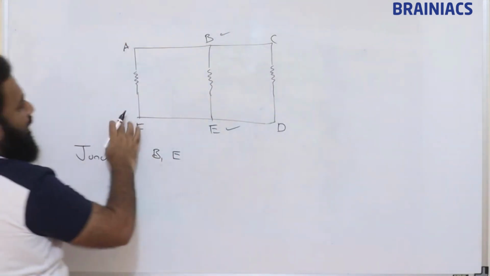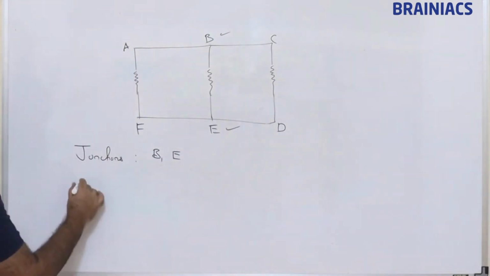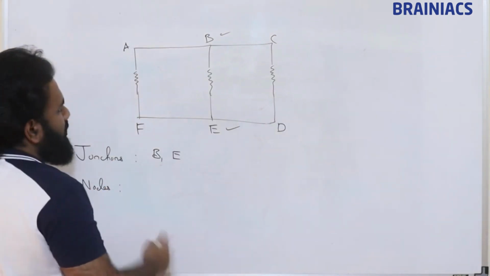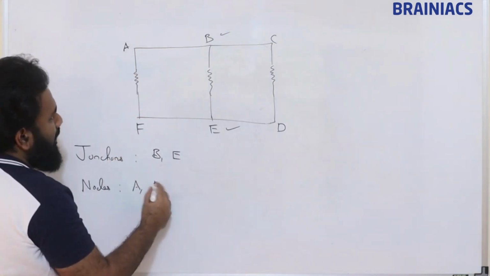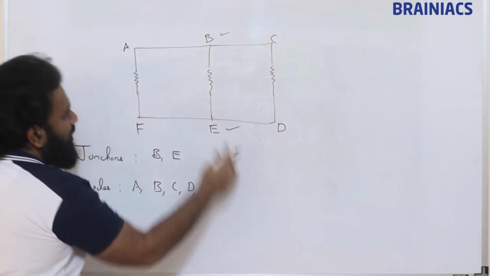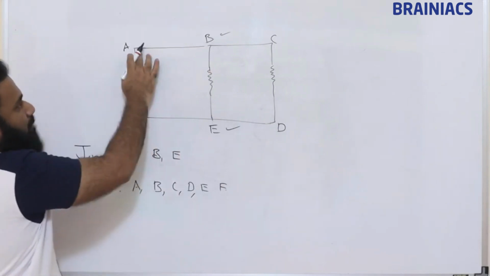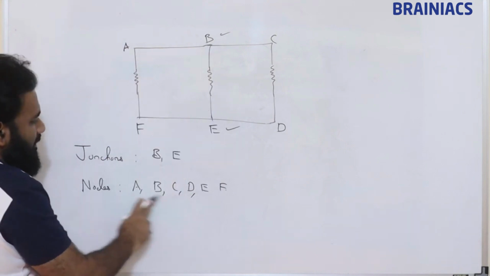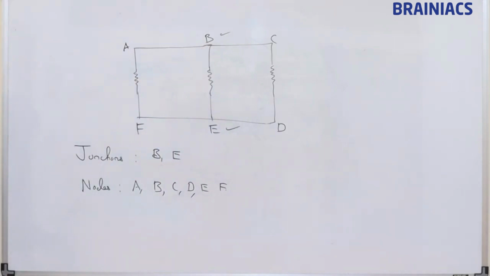What about A, F, D, C? All these are nodes. If we consider nodes, where 2 or more branches are meeting somewhere, they are all nodes. So A, B, C, D, E, F. So these junctions are also what? Nodes. So this is a simple node. Nodes are A, B, C, D, and junctions are nothing but B and E. Clear? Note it down.